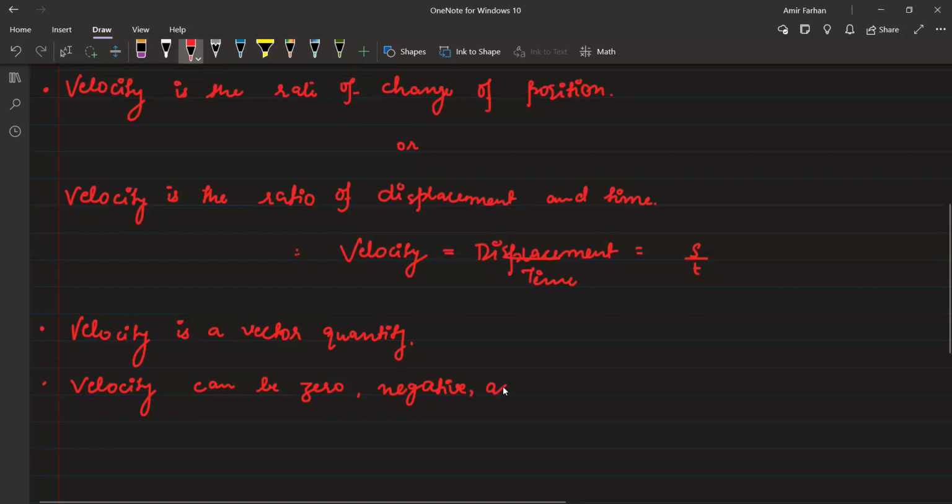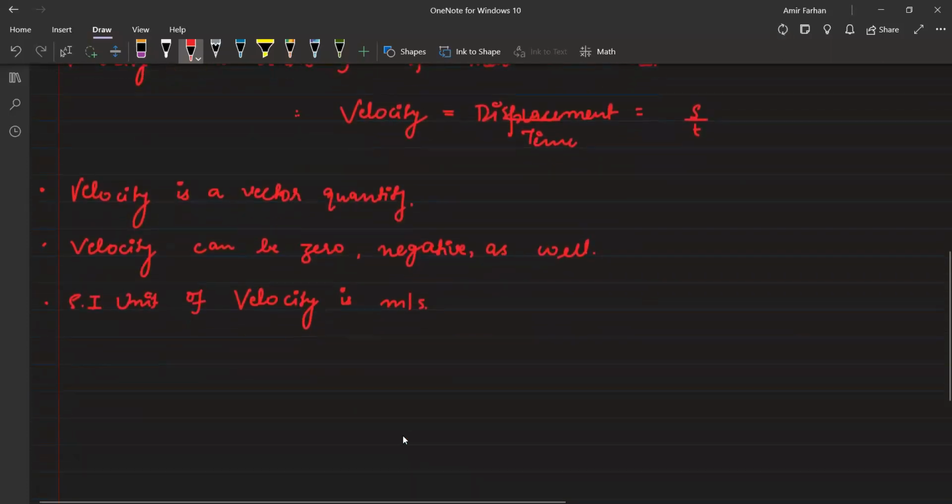Yes or no? Yes. SI unit of velocity is same as the speed, meter per second. Clear everybody? Any doubt? No, sir.